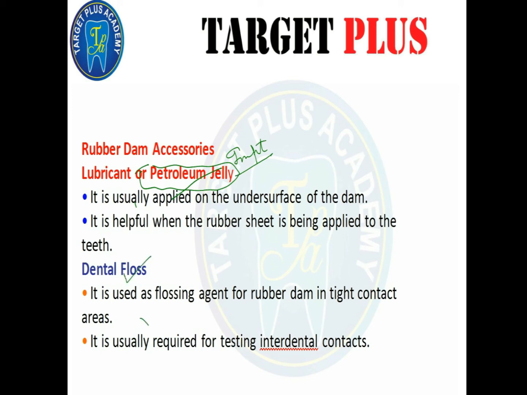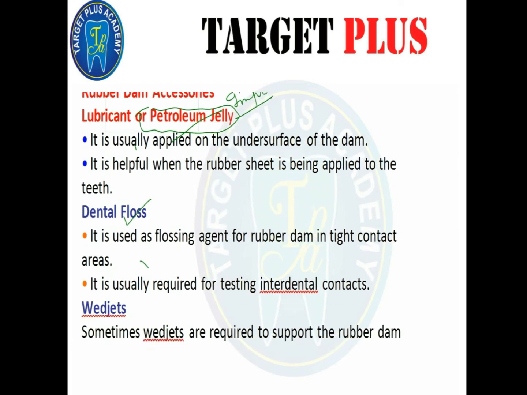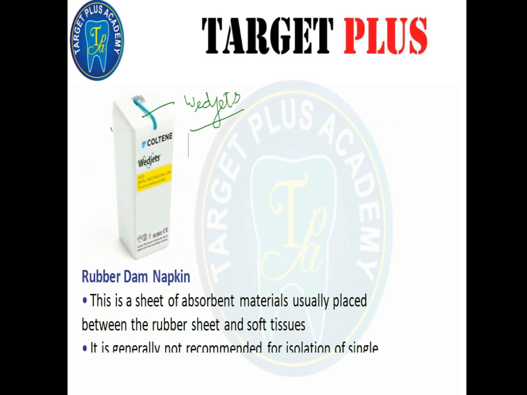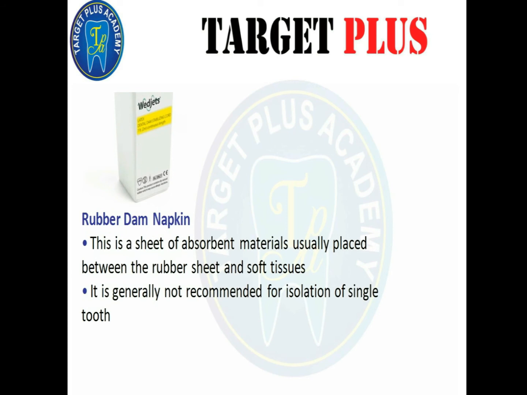Dental floss can be used. They are used as a flashing agent for rubber dam in tight contact areas. Sometimes wet jets are required to support the rubber dam. Rubber dam napkins can be used. It is a sheet of absorbent material usually placed between the rubber dam sheet and soft tissues.